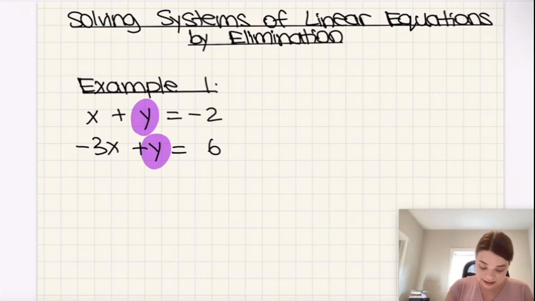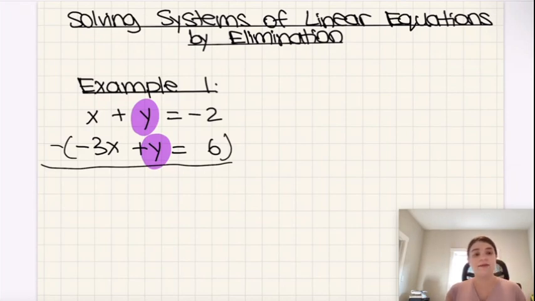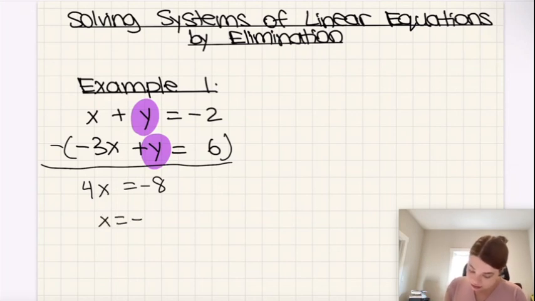So therefore, we can subtract the first equation from the second, or second from the first. Either way will eliminate the variable. So if we do that, we get x minus negative 3x, which recall is going to be 4x, because minus negative is actually plus. Y minus y is 0. And negative 2 minus 6 is negative 8. So we got a new very simple equation, which is 4x equals negative 8. Now, if we divide both sides by 4, we get x is equal to negative 2.